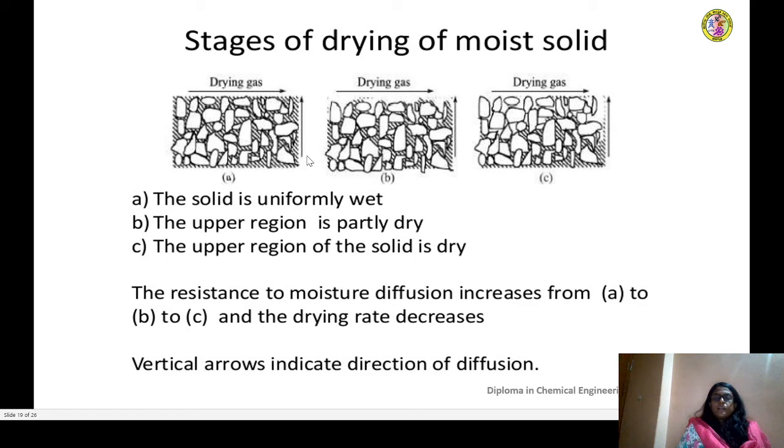In this figure, the vertical arrows indicate the diffusion or movement of moisture from inside the solid to its surface, and from the surface into the drying medium.